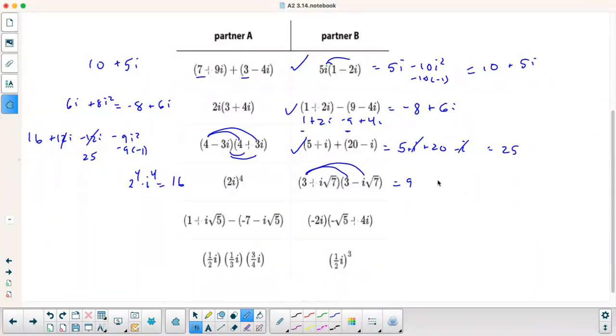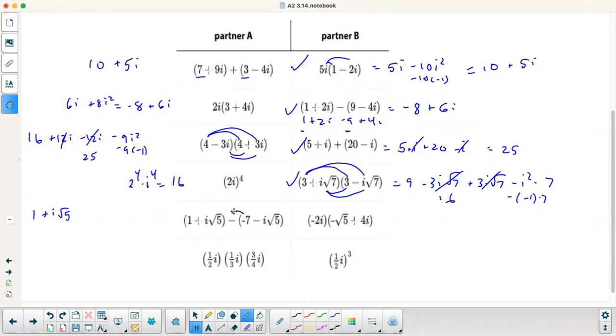This gets a little tricky, but it's going to be negative 3i on the outside times the square root of 7. This is going to be a positive 3i on the outside times the square root of 7. And then over here, we're going to get negative i squared. And then radical 7 times radical 7 is just 7. So these cancel. So this is negative 1 times 7. So that's positive 7 plus 9 gives me 16. Awesome, it worked.